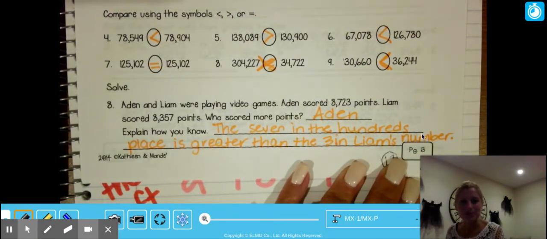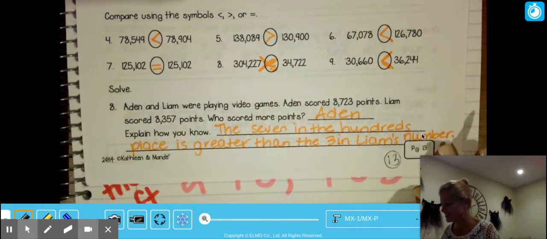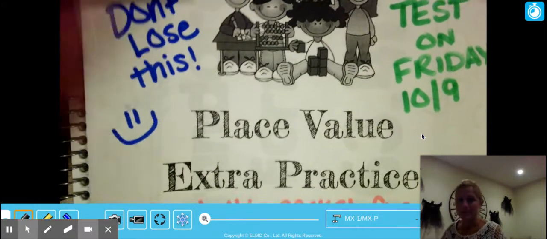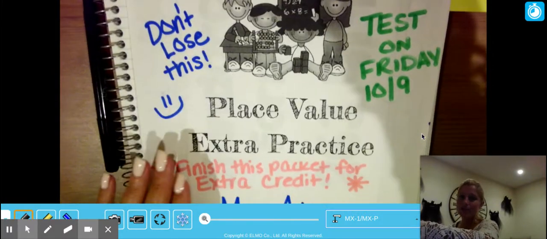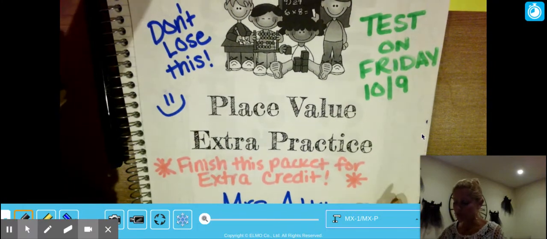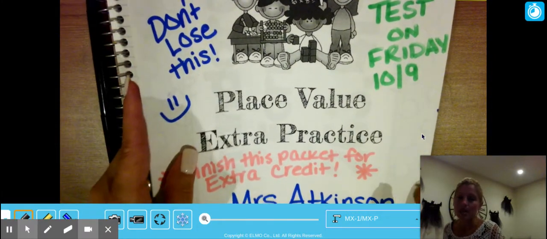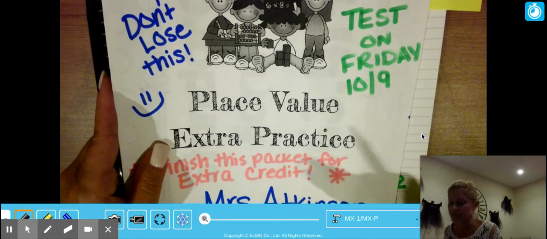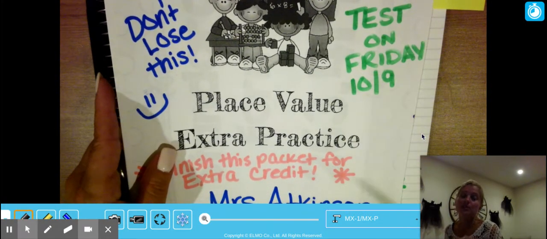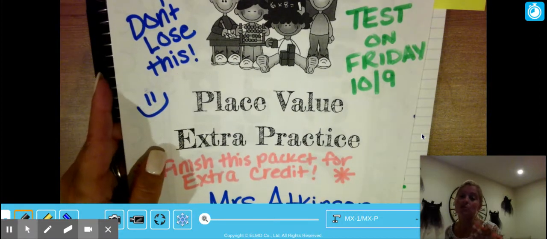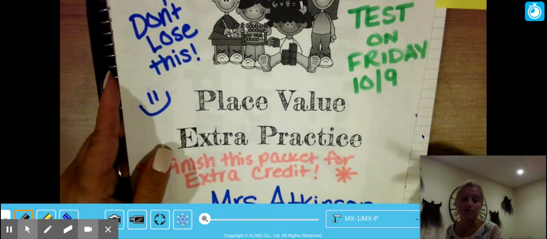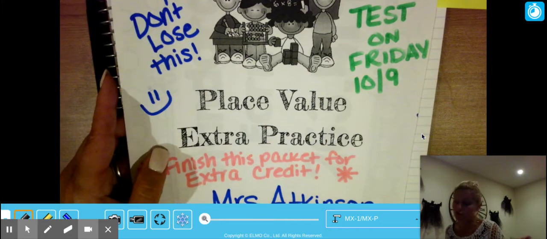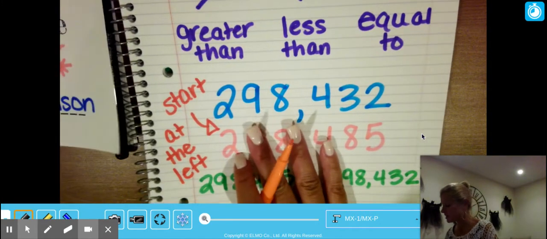All right, hopefully you were able to check your work. You can pause and check if you'd like. Remember, you can work on this place value packet anytime you have free time. It is optional to complete all the pages, but even if you don't take advantage of the extra credit opportunity, just going through and doing some pages to make sure that you understand everything that we've learned in this topic is a great idea. It's a great study guide.